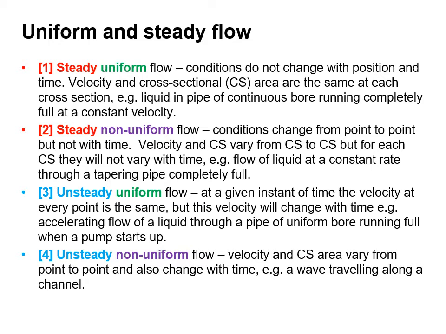Now we'll look at unsteady flow. So unsteady uniform flow: at a given instant of time, the velocity at every point is the same, but this velocity will change with time. For example, accelerating flow of a liquid through a pipe of uniform bore running full, such as would occur when a pump is started up. The last one is unsteady non-uniform flow. So the cross-sectional area and velocity vary from point to point, and also with time. For example, think about a wave travelling along a channel.